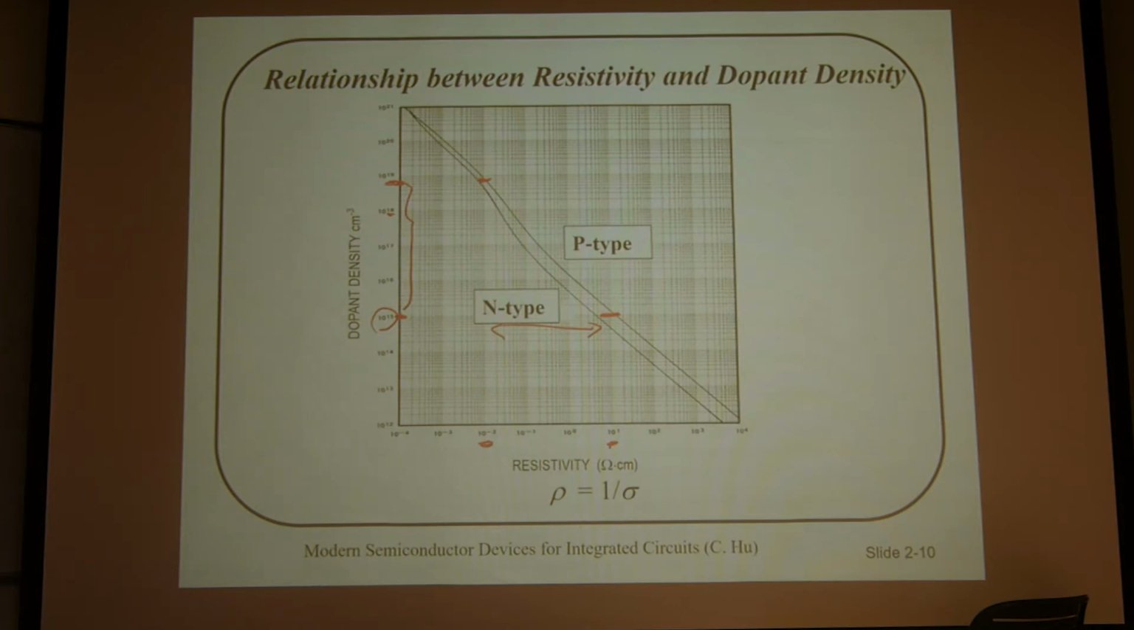Of course, the higher the doping density, the lower the resistivity. So this is some practical relationship. And you will also notice N-type doping will have lower resistivity. This is because, as we discussed, electrons have higher mobility than the hole. So the N-type silicon will be more conductive. That means less resistivity here.